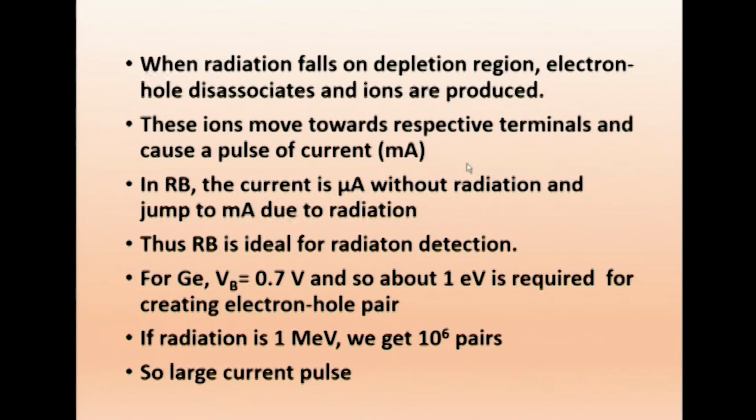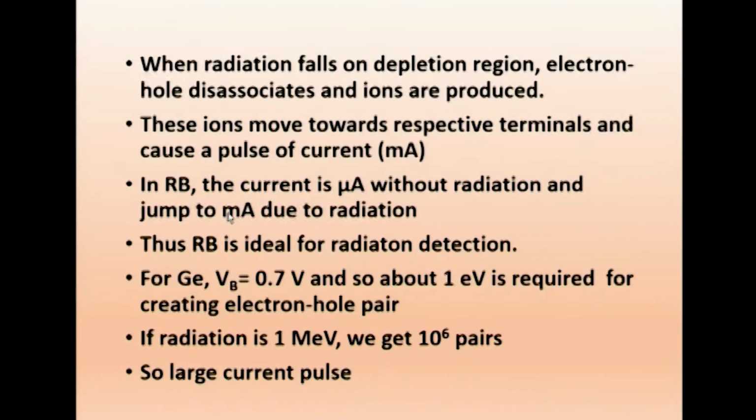In reverse bias, without radiation, the current will be in microamps, and it will jump to milliamps due to radiation. Microamp and milliamp, on our scale, are all small only. But microamp to milliamp is 1000 times. So that can be amplified and checked, which will be a very good detection of radiation. Thus reverse bias is ideal for radiation detection.